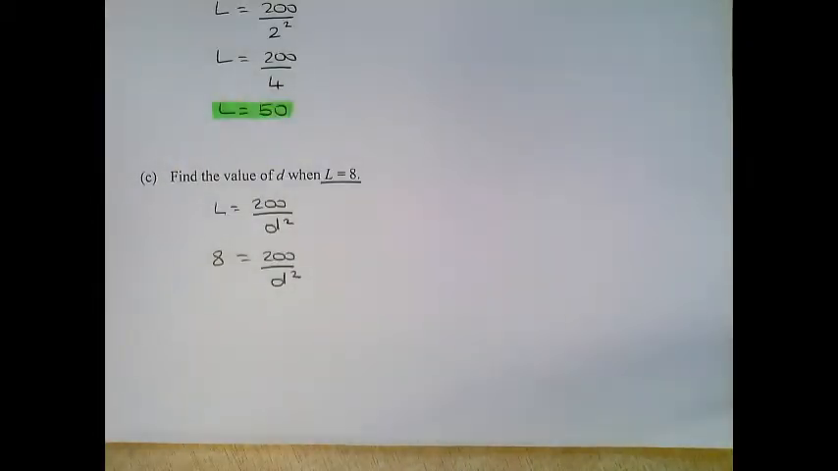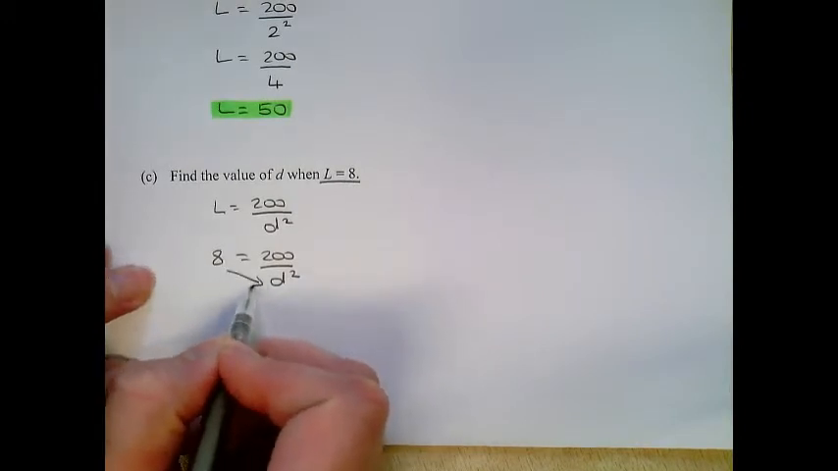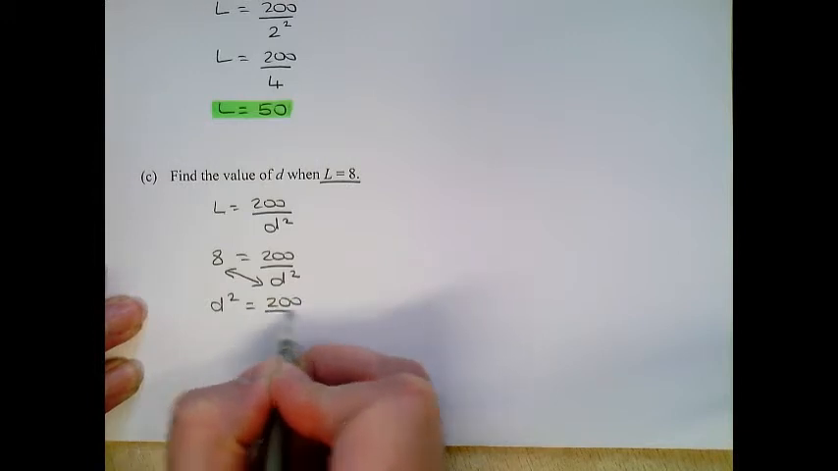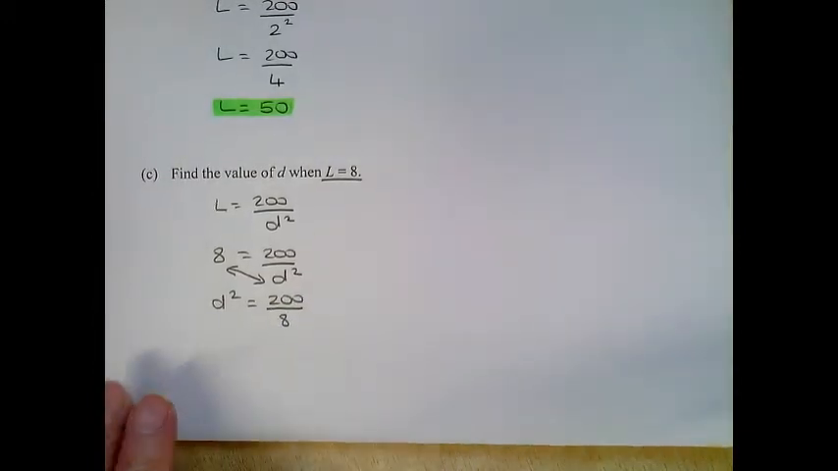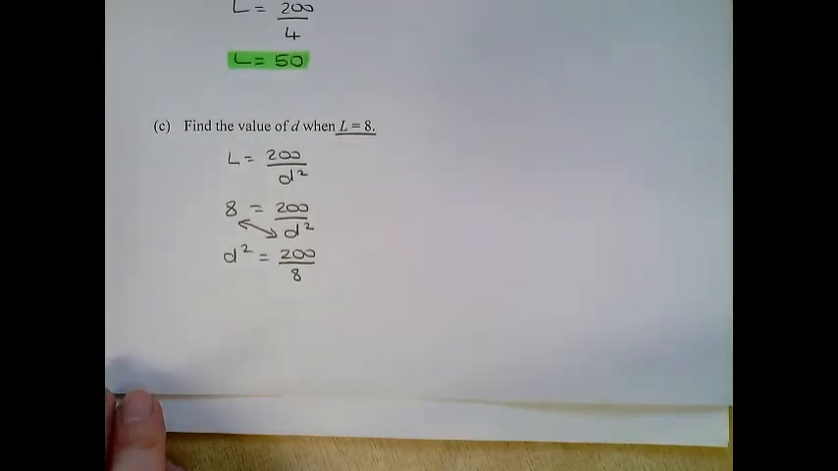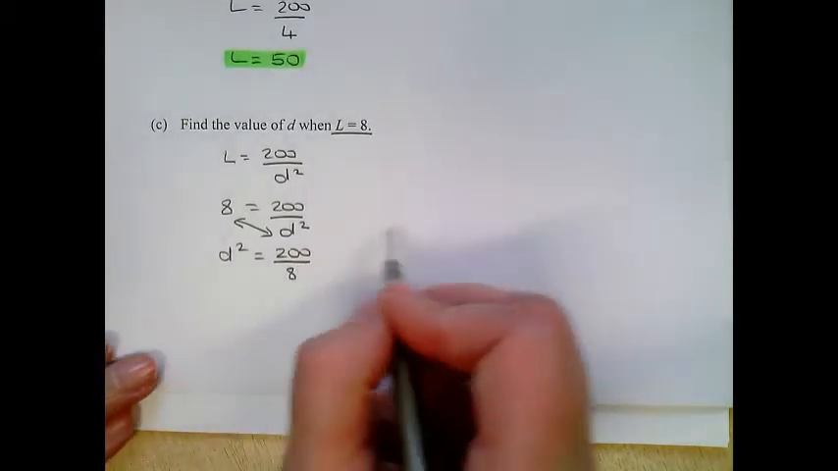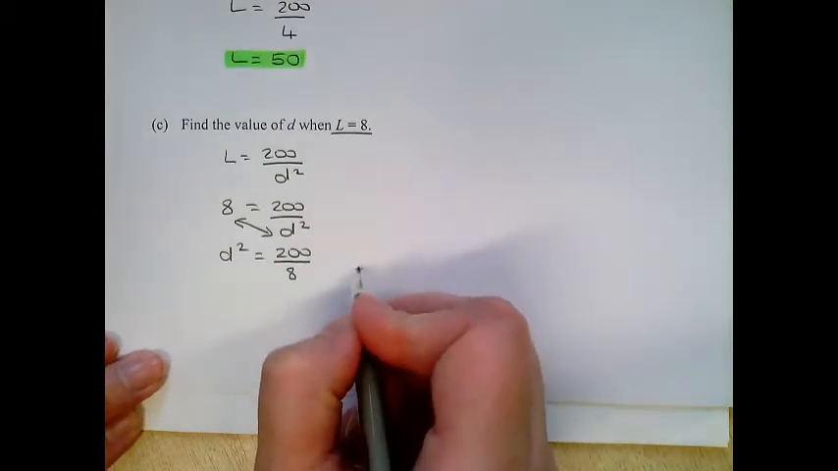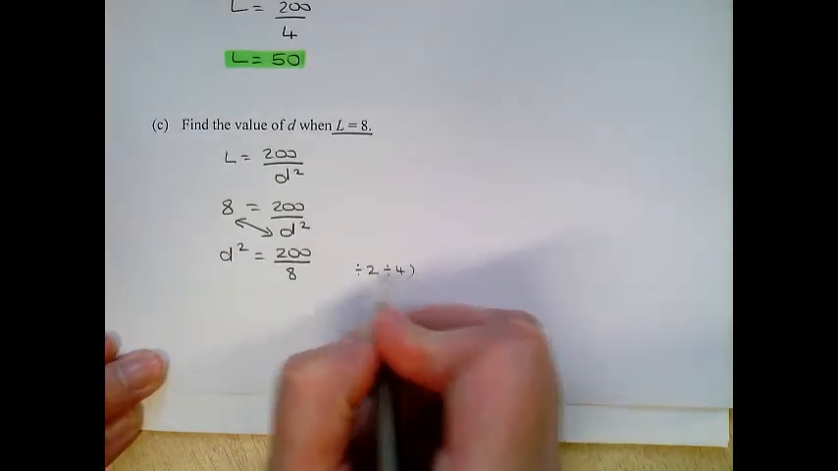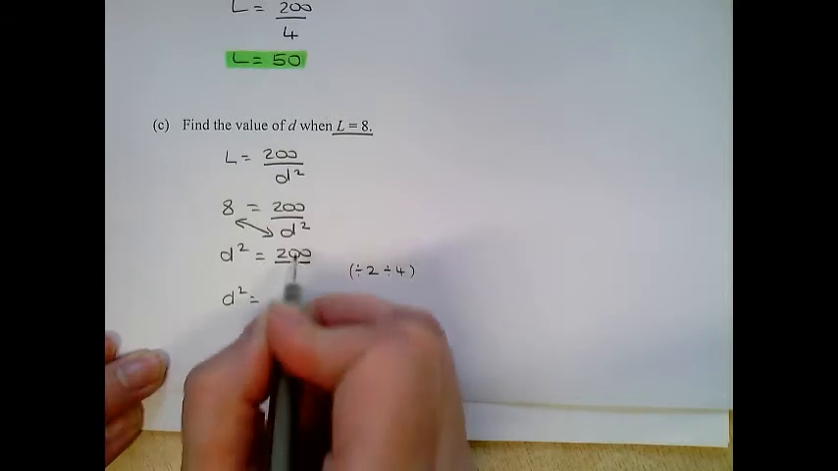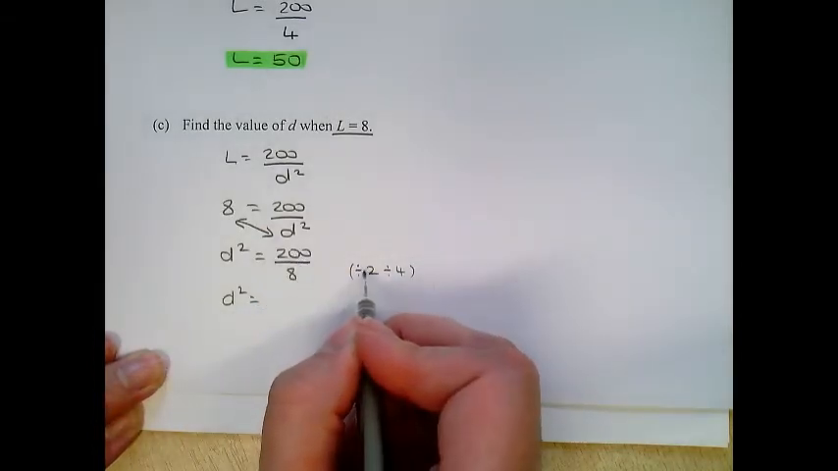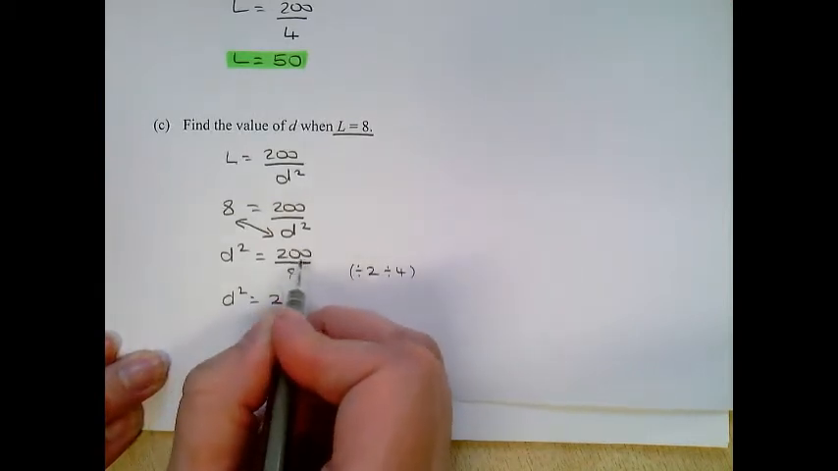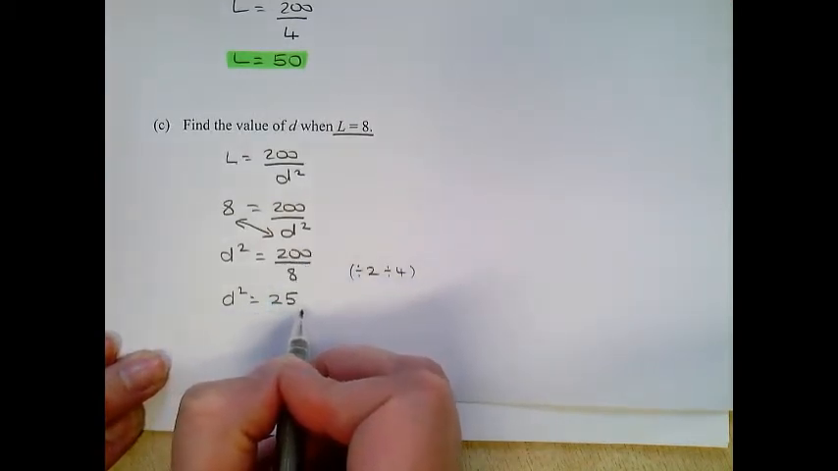So the same thing happens here. For me to get the D squared out on its own, I can just swap those round and do D squared equals 200 divided by 8. So 200 divided by 8, you can either do a proper sum, or dividing by 8 is the same as dividing by 2 and then dividing by 4. So 200 divided by 2 gets you 100, divided by 4 gets you 25. So 200 divided by 8 works out to be 25.